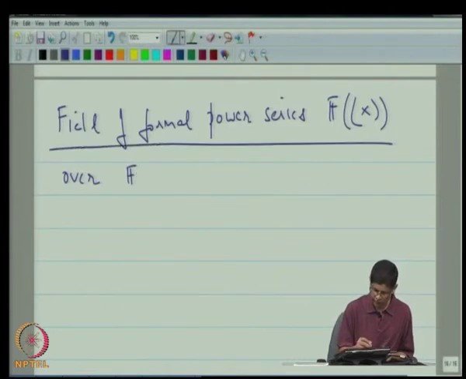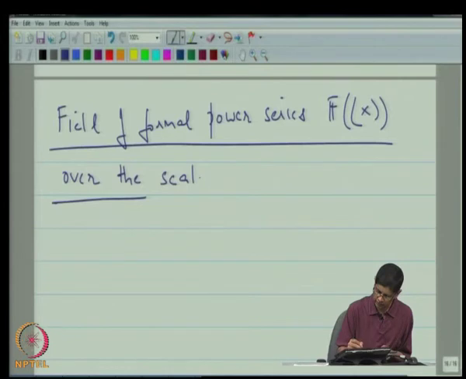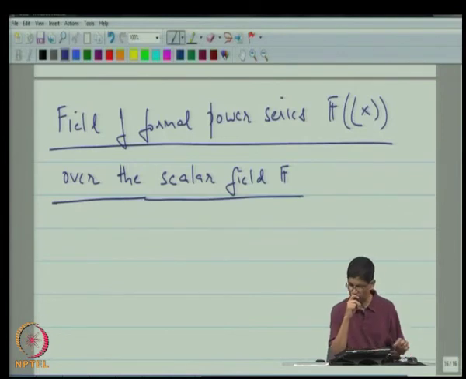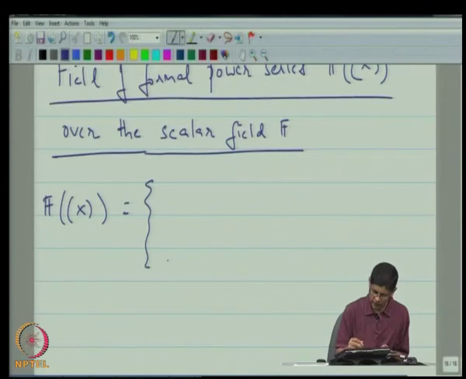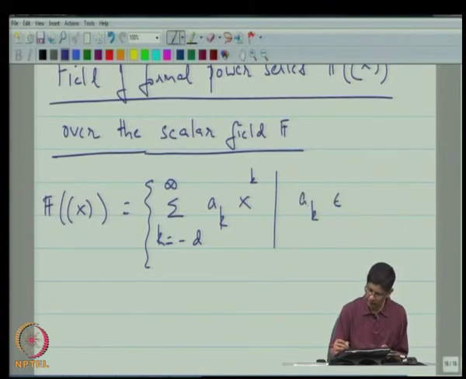So, the field of formal power series over F. F is also a field. So, in fact, just to make that clear, let me write this as over the scalar field F. So, this is the set of all terms of the type sum over k equal to minus d to infinity of a_k x to the k, where a_k belongs to F and d is greater than or equal to 0.